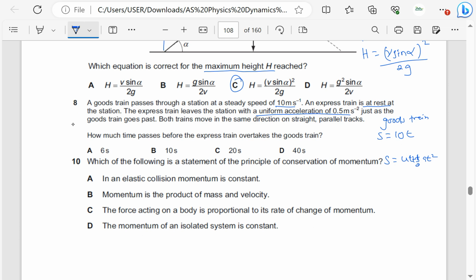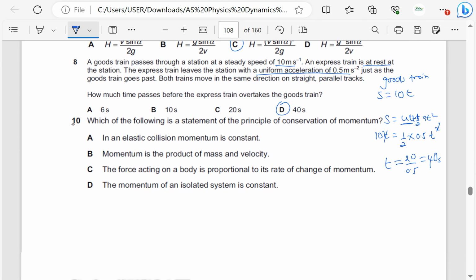So S is going to be ut plus a half at squared. So the distance is going to be 10t equals, of course, the other one starts from 0, so initial velocity is 0, so this is going to be a half times its acceleration, which is 0.5, times the time squared, so times t squared. So one t cancels, and we remain with only 1t, which is going to be 20 divided by 0.5. And I think this is 40 seconds. So the answer is going to be D.